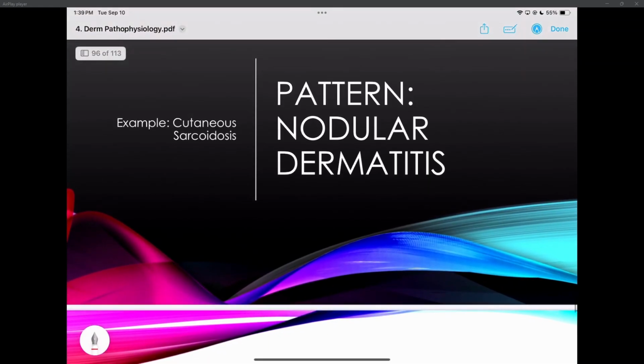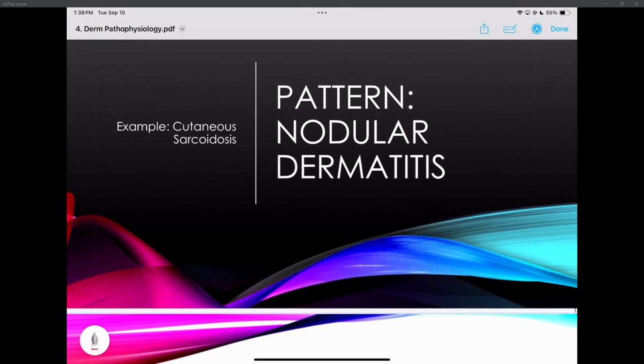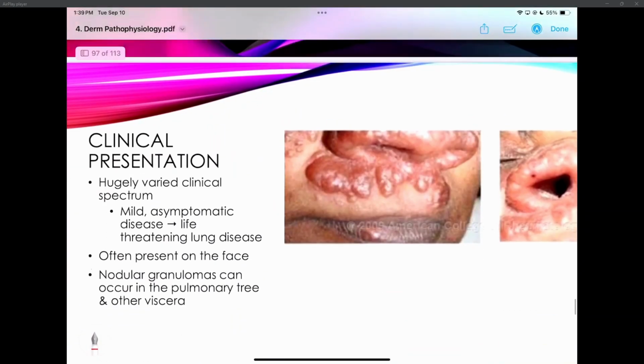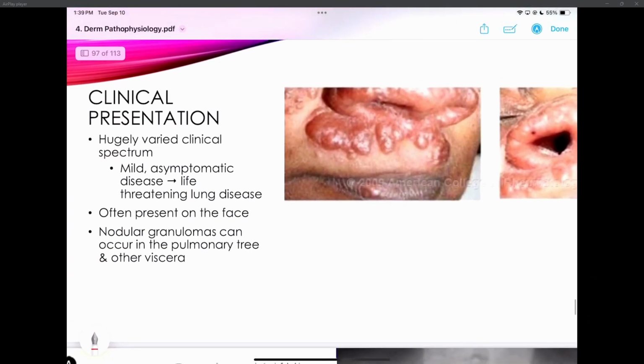The next one is nodular dermatitis. This is cutaneous sarcoidosis. So we're going to talk about sarcoid again because it pops up with these dermatologic manifestations. The sarcoid itself has different reasons for its causing. These are sequelae, things that only pop up as a result of an underlying sarcoid disease. So nodular dermatitis. Nasal folds are a big area where these are going to show up.